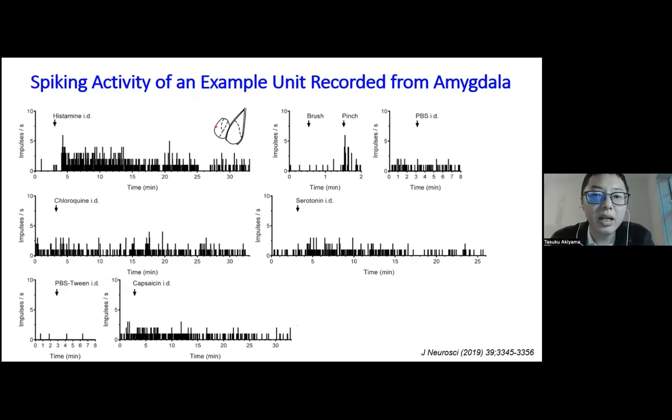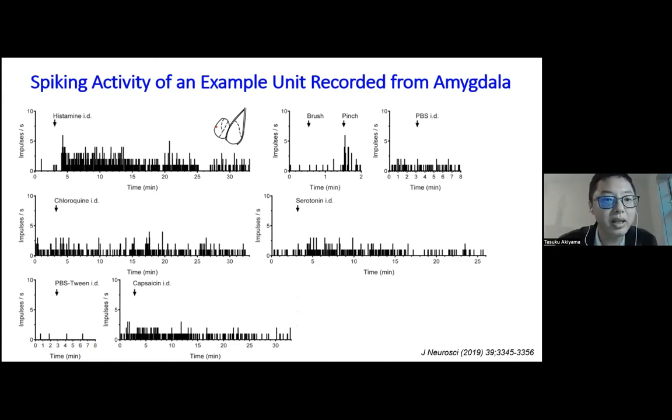Then next, we actually record the neuronal activity of the amygdala after each chemical injection. To do that, we use single unit recording from the amygdala in anesthetized mice in vivo. First, we anesthetize the mice, and then we drill the mouse head, make a hole, and insert the electrode into the amygdala.